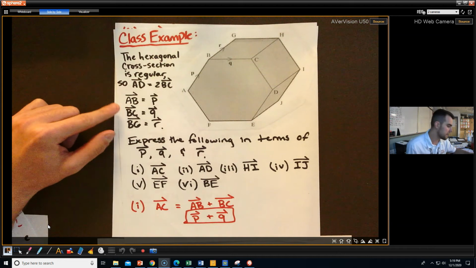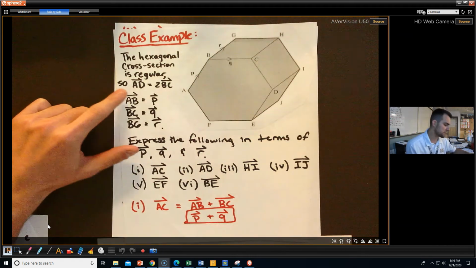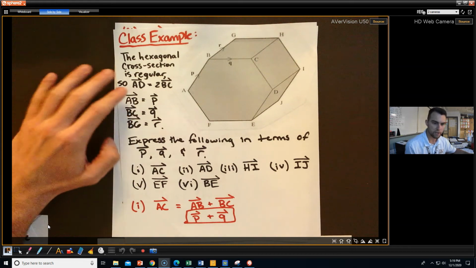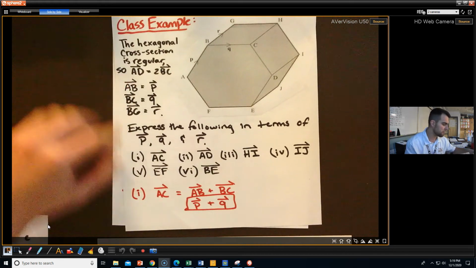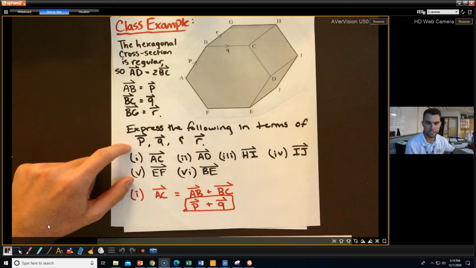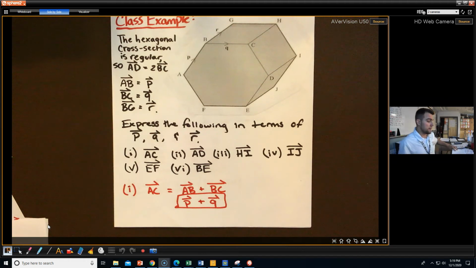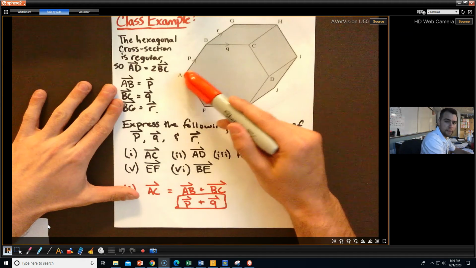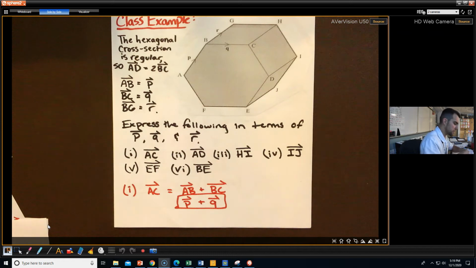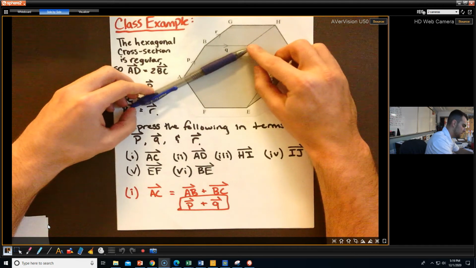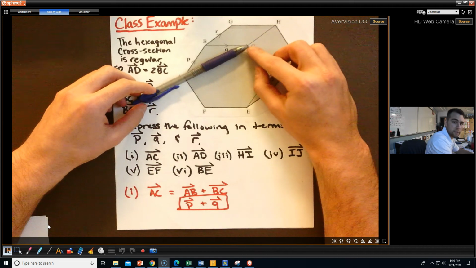We also know that vector AB is the same as vector P, and likewise for BC it's Q, and BG it's R. So let's express the following 6 vectors in terms of P, Q, and R. Let's start with AC. AC is a vector that somehow has to go from here to here. Using my pen as the vector, it's going to look something like that.